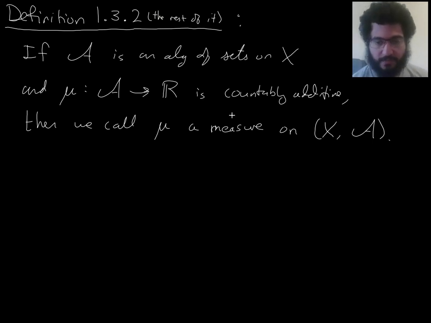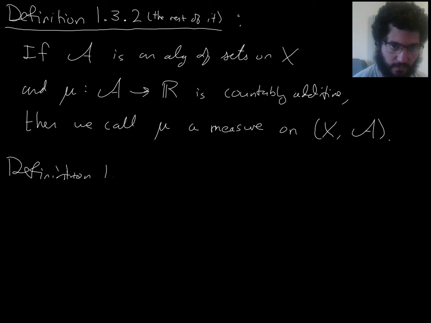So this is set up so that you can still call something a measure when it's defined on something that's not a sigma algebra. So for example, the Jordan measure example from earlier can be called a measure even though what it's defined on is not a sigma algebra.